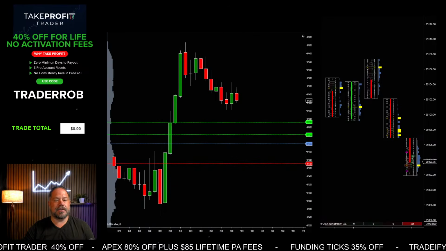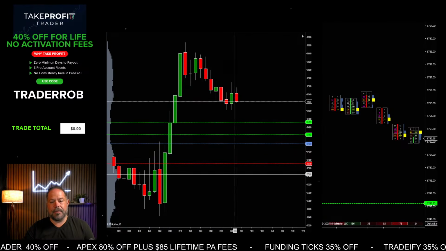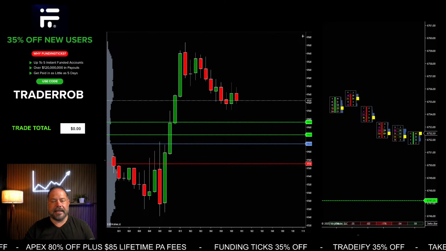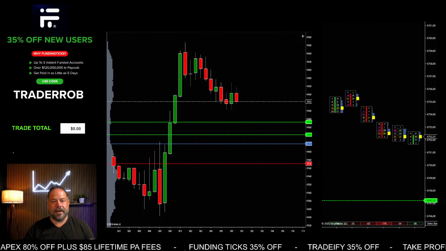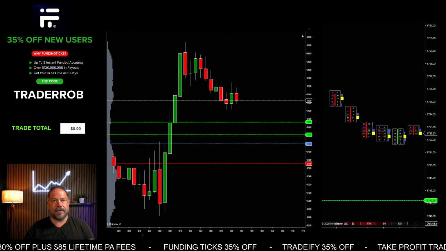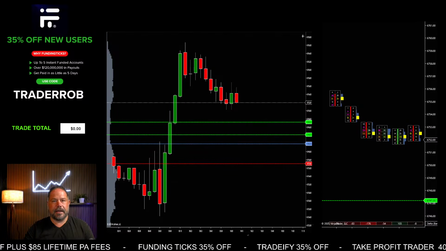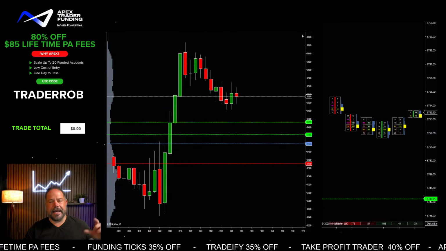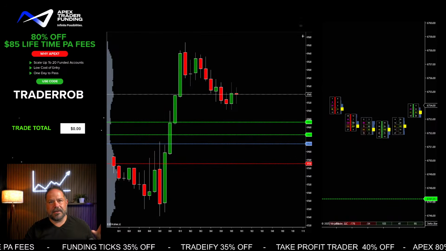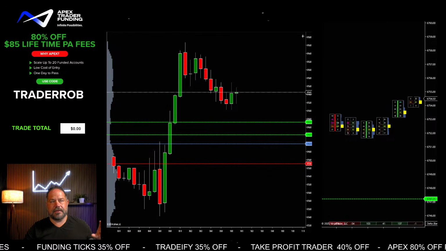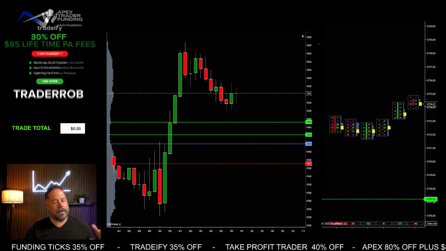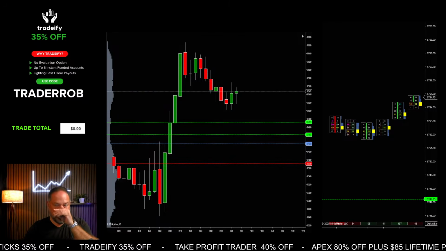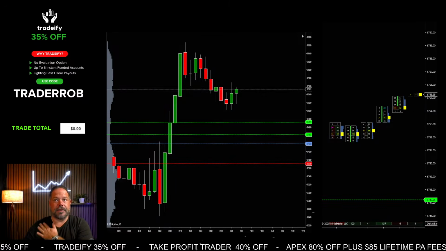Let's pull up the ES. It's much easier, because on the ES my footprint chart is set to 4 ticks, so 1 point. That's the range of my footprint chart. On the NQ, it is a 20 range, so that's 20 ticks, or 5 points. That is the range that I use on my NQ footprint charts.